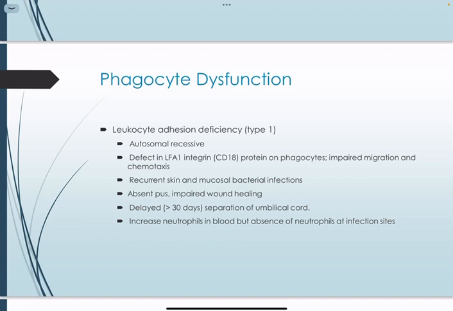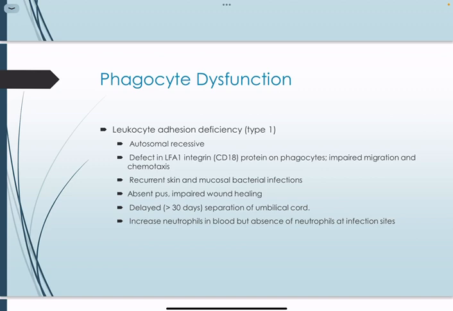Why is pus absent? Because there are no leukocytes going there. What is pus? It is necrotic inflammatory changes. It is the immune response that makes the pus, right? There is no pus and impaired wound healing, because we need a very potent immune system for our wounds to heal as well. Okay?